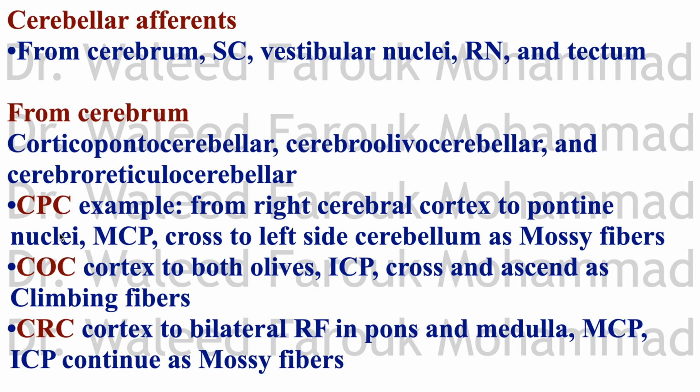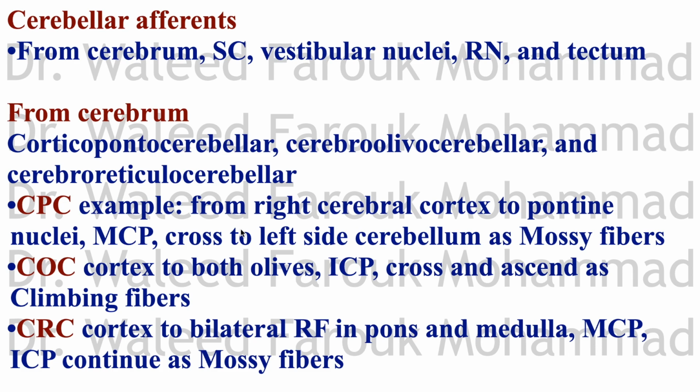The corticopontocerebellar fibers, for example, go from the right cerebral cortex to the pontine nuclei, I mean from a side of the cerebral cortex to the pontine nuclei, then they cross to the other side, in this case to the left side of the cerebellum, in the middle cerebellar peduncle, and they enter the cerebellum as mossy fibers. Remember, we said any fibers inside the cerebellum except the climbing are mossy fibers.